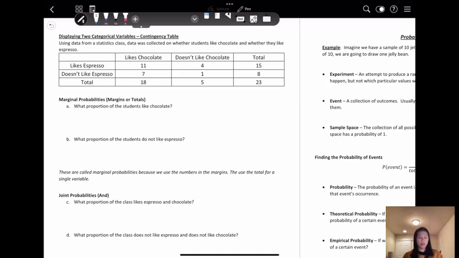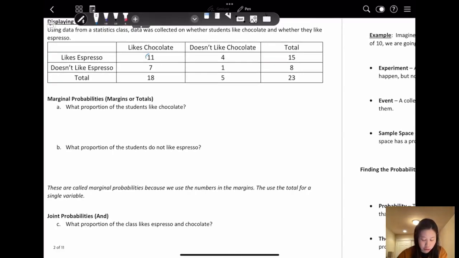Okay, now let's talk about contingency tables. Using data from a statistics class, data was collected on whether students like chocolate and whether they like espresso. Now take a look. What does the 11 mean? 11 means there are a total of 11 students who like chocolate and also like espresso. This 7 means there are 7 students who like chocolate but don't like espresso. That's how you read the table.